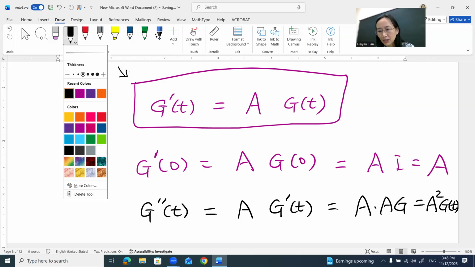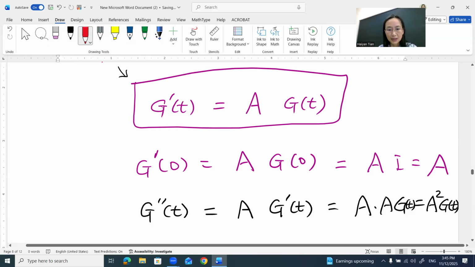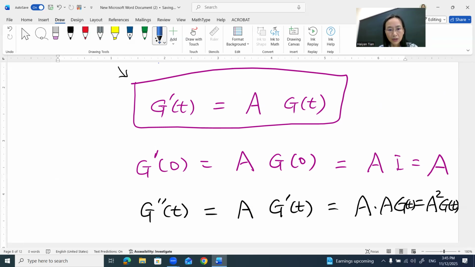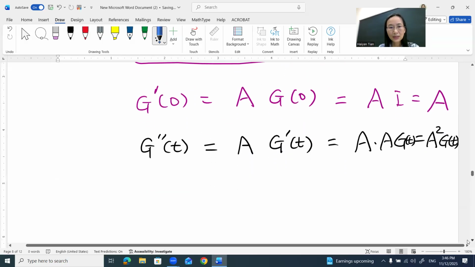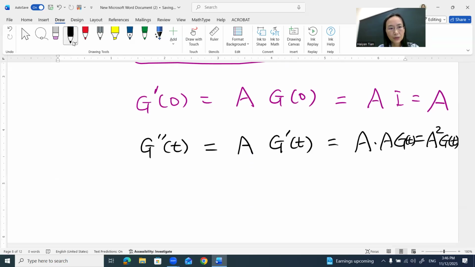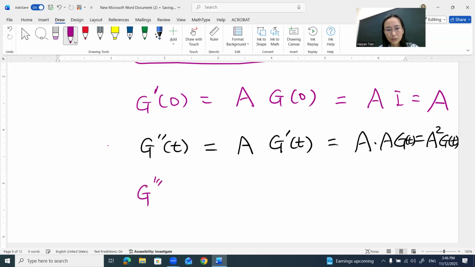which is A squared times G, the fundamental matrix. Of course, G is a matrix valued function of T, but the second derivative at 0 can be found as soon as I put a 0 here, then we will be able to evaluate. So let's continue to get higher order derivatives. Next one will be the third order derivative. Now we differentiate both sides one more time.